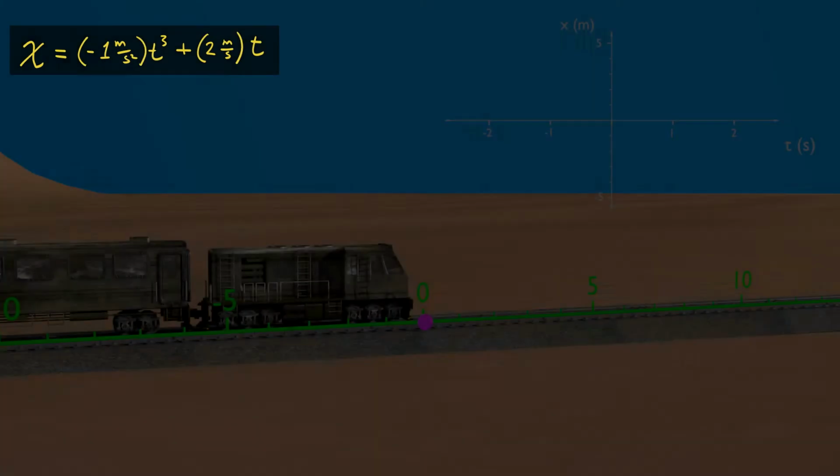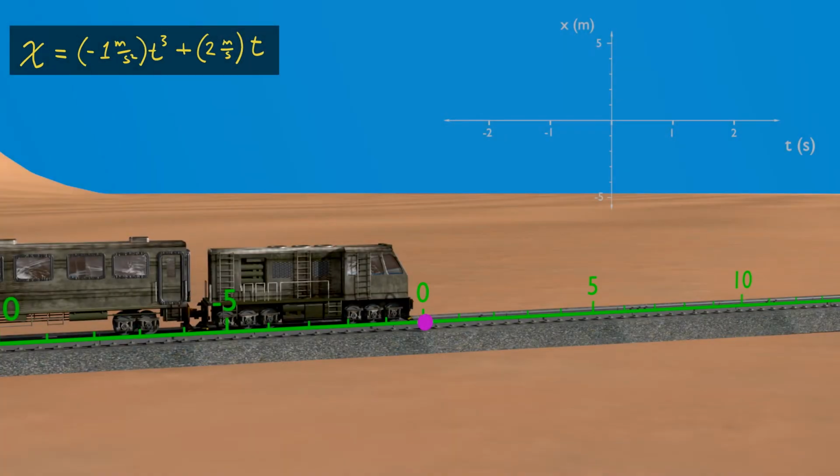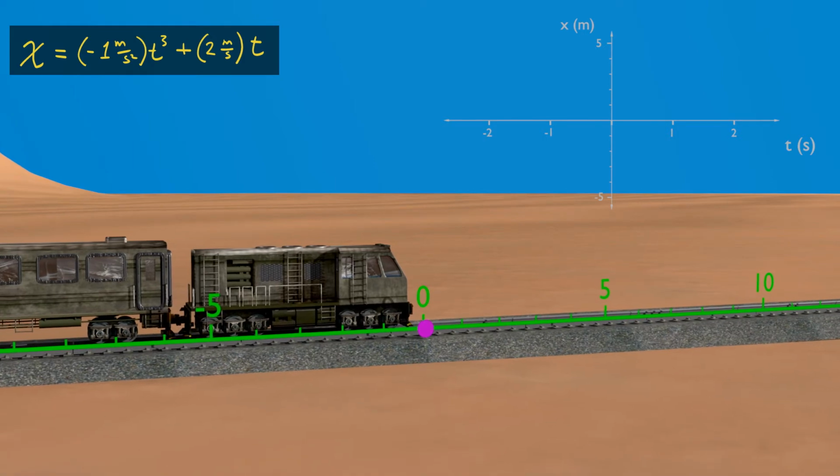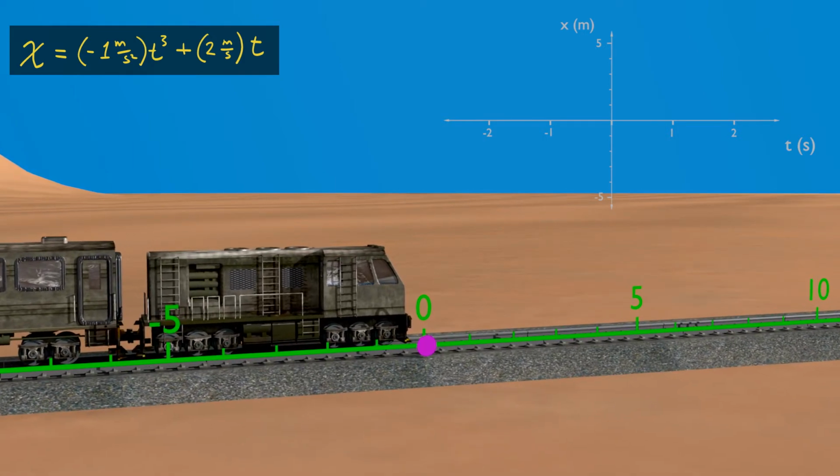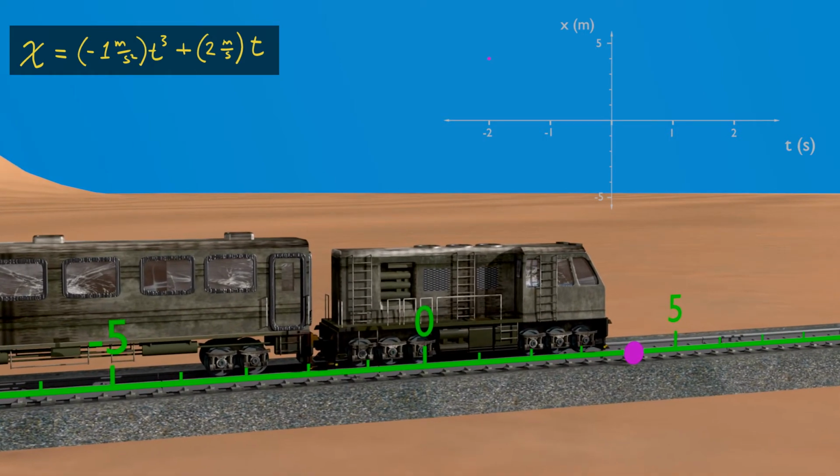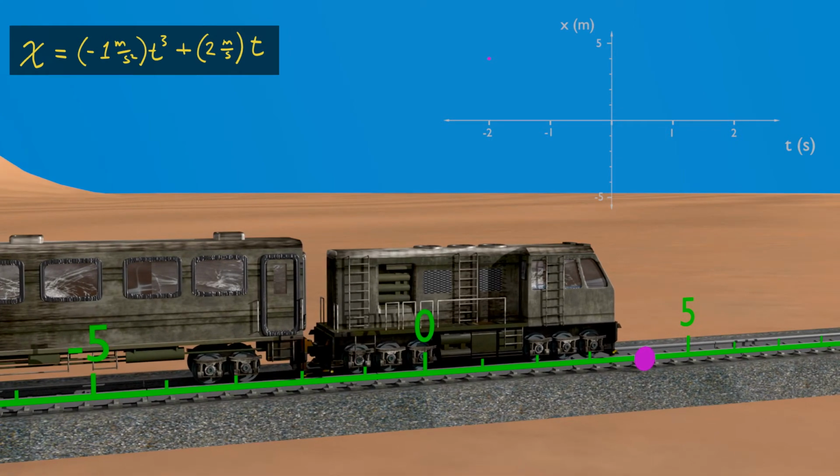Say the train's motion is given by this equation. We're going to start the train from t equals minus 2 seconds this time. So that means that the train is starting at 4 meters, which you can get by just plugging minus 2 into the equation for x.